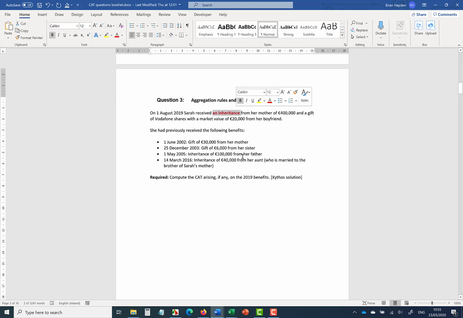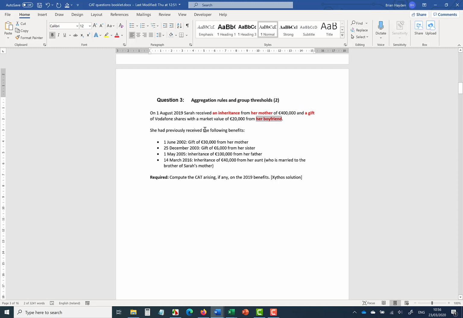Remember that there's a difference between an inheritance and a gift from the point of view of calculating the assessable value. From her mother of €400,000. And this is from her mother, so that's telling me that that's going to be a Group A threshold item. And a gift, okay, so a gift of Vodafone shares with a market value of €20,000 from her boyfriend. Okay, so again, that would essentially be a different threshold, Group C.